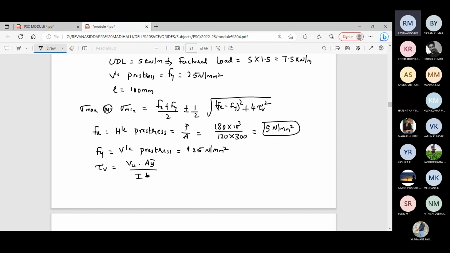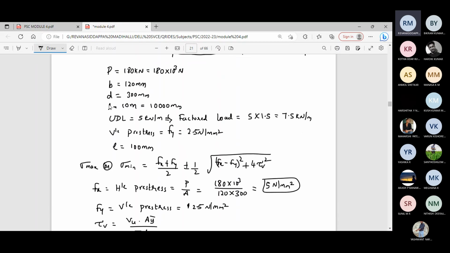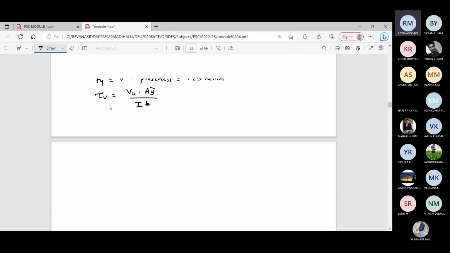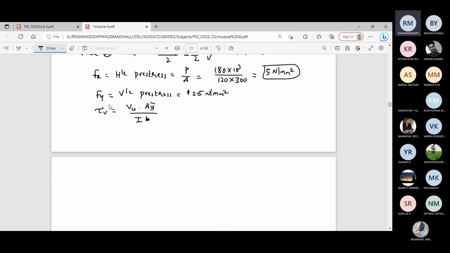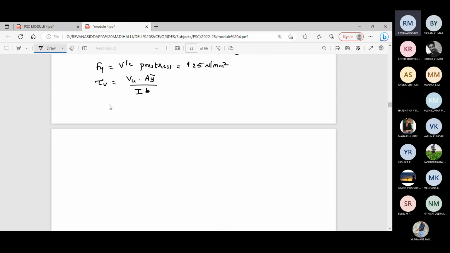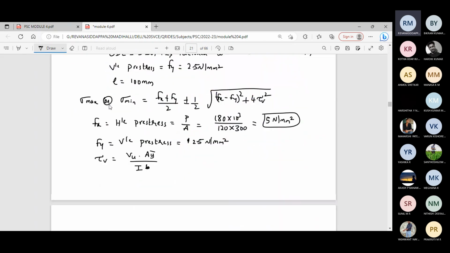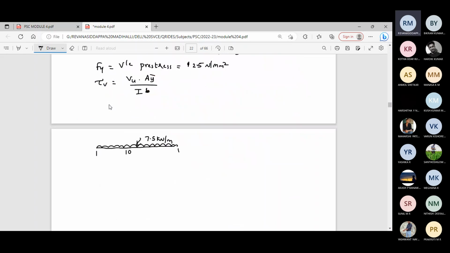The procedure of finding the shear stress is similar to that of previous problems. Total load acting on the beam, factored load, is 7.5 kilonewton per meter. First we will find this Vu, the shear force. For that, you find shear force due to the load. Factored load is 7.5 kilonewton per meter. Total length of the beam is 10 meter. Therefore, reaction at the supports.